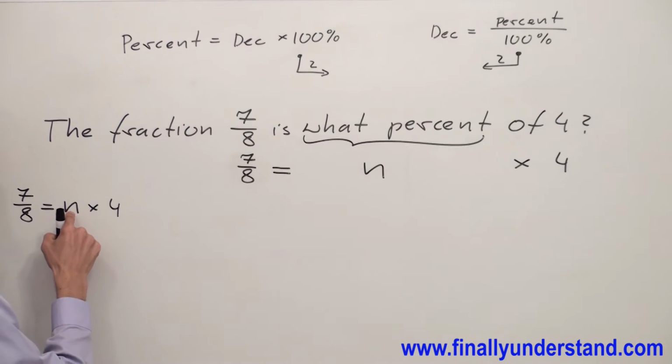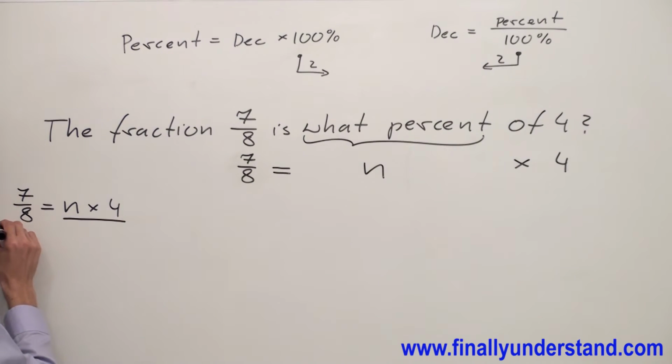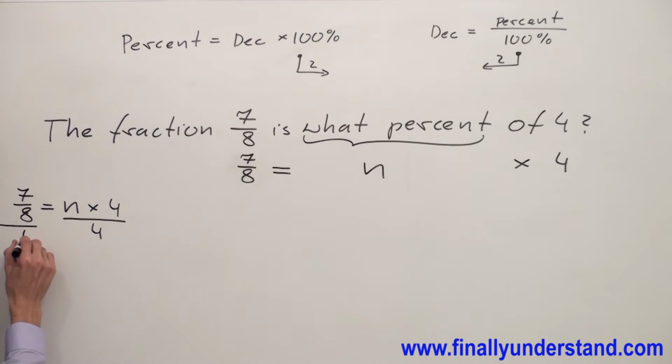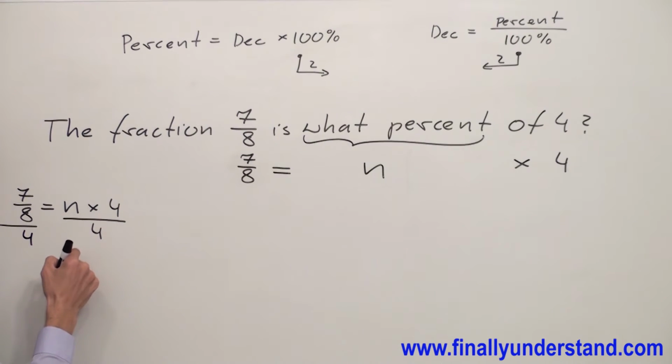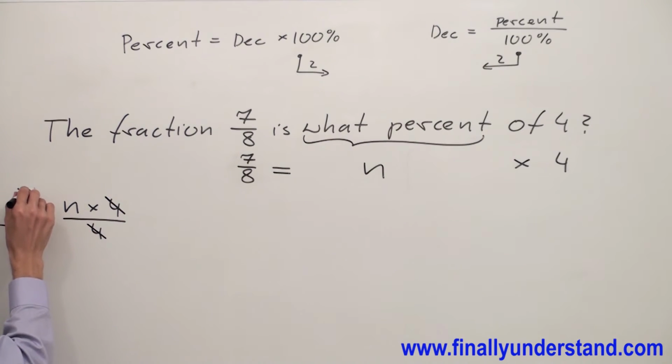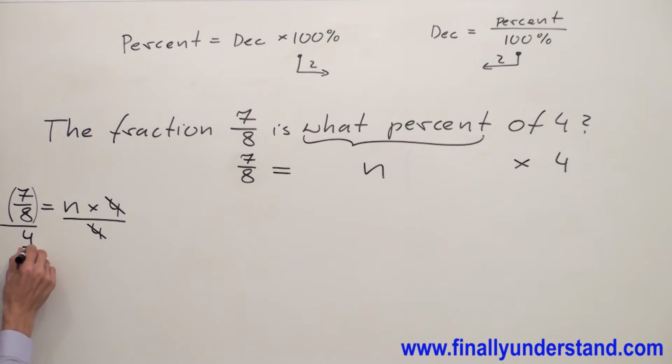In order to find n, I have to eliminate 4. In order to do that, I have to divide both sides of the equation by whatever is next to n, because I have multiplication. Remember, I can do this kind of reduction only for multiplication. So 4 and 4 will cancel out. In order to make this problem more visible, I'm going to add parentheses to my fraction. Because I'm dealing with a fraction in the numerator, I'm going to also convert 4 to a fraction by writing 4/1. Remember, the fraction bar represents division.